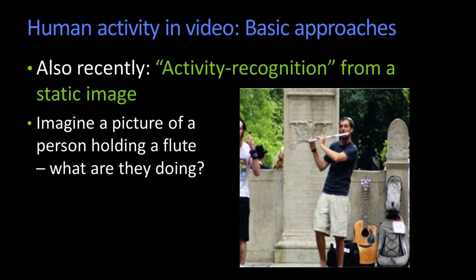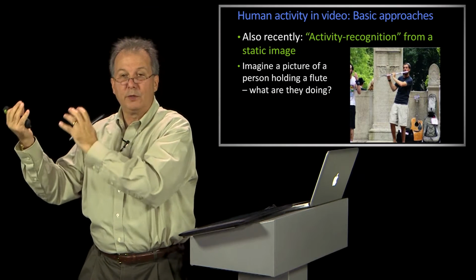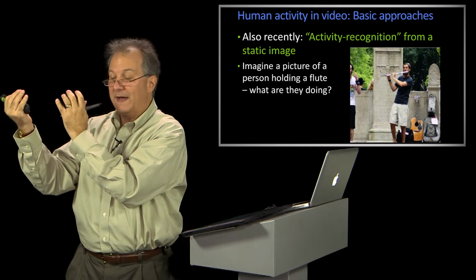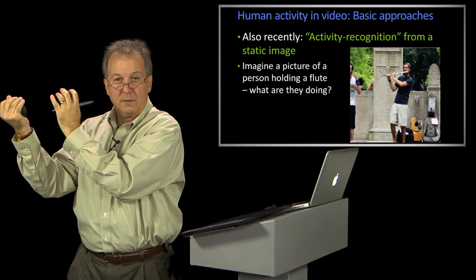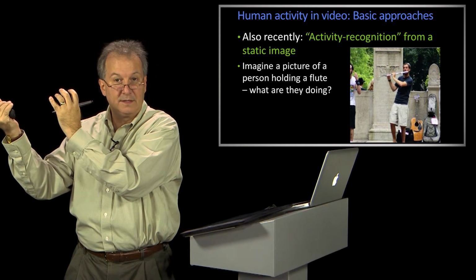Well, look, here's a picture, okay? So you see that it says, imagine a picture of a person holding a flute. Well, you don't have to imagine. There it is. You could say, what are they doing, right? And you could say, they're playing a flute, right? Playing a flute is an activity. So even though I'm only recognizing a particular pose, in fact, when I go like this, you can almost hallucinate the flute being there, right?